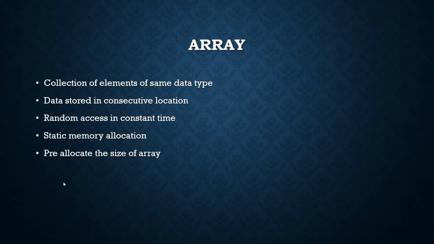Array. We know about array. What is an array? An array is a collection of elements of the same data type. Arrays store data in consecutive locations. That's why random access in constant time is possible. In an array, we use static memory allocation. That's why we pre-allocate the size of the array.